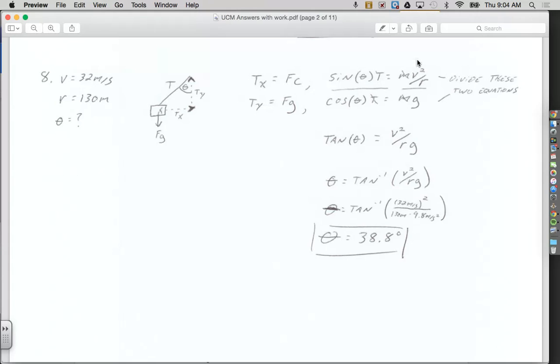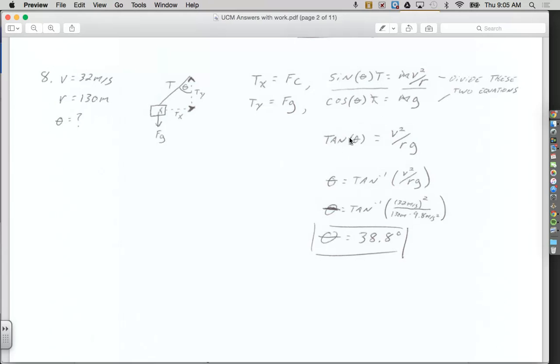I'm going to divide these two equations. So I have sine of theta over cosine of theta, T over T, and the T's are going to cancel. And sine of theta over cosine of theta is tangent of theta. So I just did this division and put it right down here. I'm allowed to divide these two things because this is a simultaneous equation. So mv squared over r divided by mg, the m's cancel, leaving me with v squared in the top, and the r and the g hang out in the bottom. So tangent of theta equals v squared over rg.